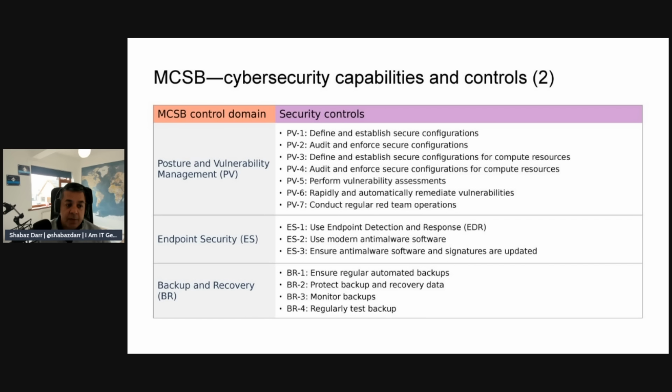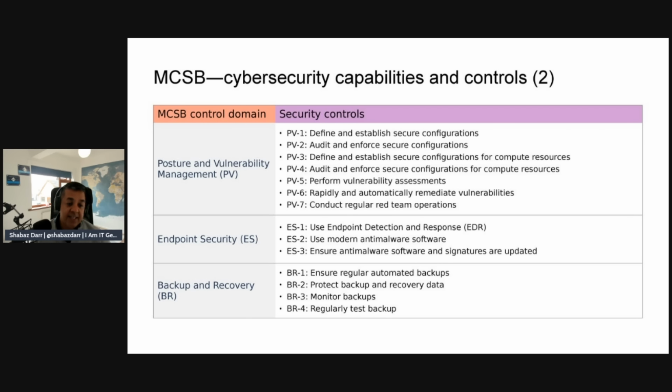Then keep on going. We've got the posture and vulnerability management. So you've got PV 1 to 7 there, includes defining and establishing security configurations, auditing, defining and establishing secure configurations, auditing again, and performing vulnerability assessments.